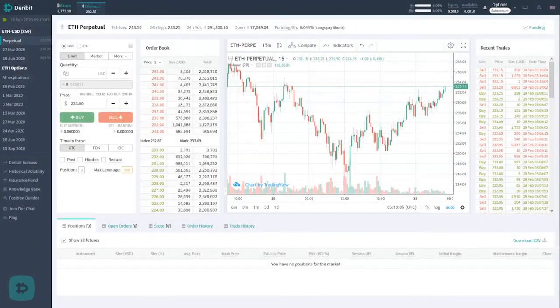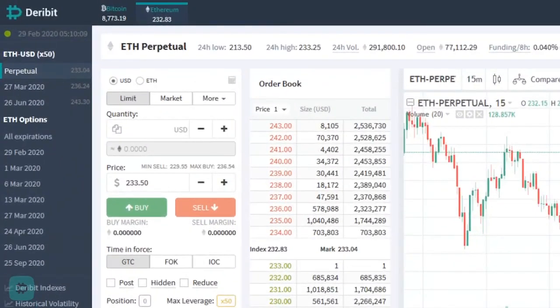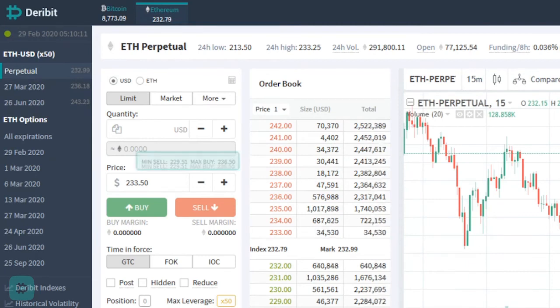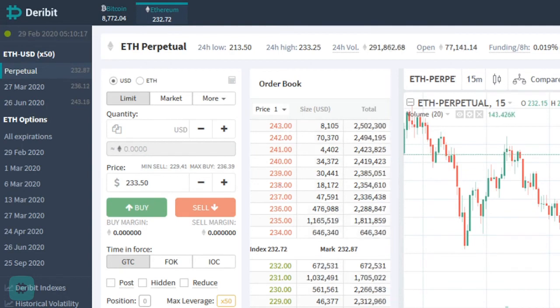Let's take a look at the UI. On the limit order form, we can see the current bandwidth limits displayed just above the price box. The min sell and max buy are the trading bandwidth limits. In this example on the ETH perpetual, you can see they are set at $229 and $236 respectively.